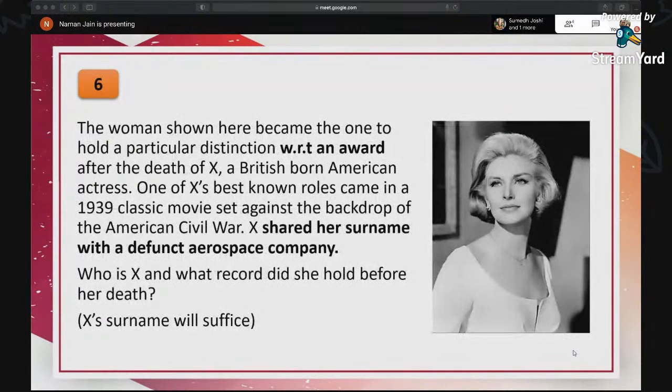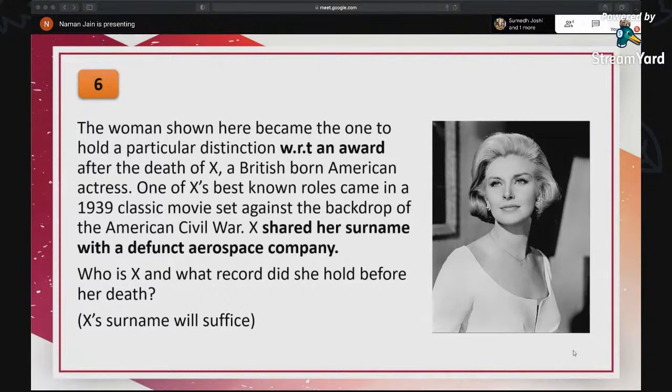Okay. The woman here who became the one to hold a particular distinction with respect to an award after the death of X, a British-born American actress. So she holds the distinction currently after someone died. And X's best known roles came in a 1939 classic movie set against the backdrop of the American Civil War. So X, who died, shared her surname with a defunct aerospace company. So this is a big question. So I just need the surname here. You may not necessarily know the person who died.